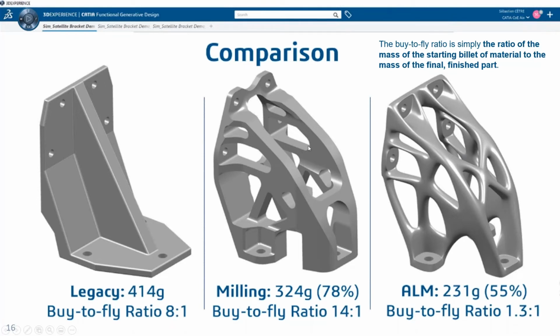So that is the buy to fly ratio. While doing the comparison, now we have two options. We have generated one for milling and another one for additive manufacturing. With the milling, you can see the weight is 324 grams, it's 78%, where the buy to fly ratio is 14:1. And in the same case with additive manufacturing, with the same load cases, with the same stresses, everything, with this particularly optimized shape, it is just 231 grams at the end, which is just 55%, and the buy to fly ratio is 1.3:1.